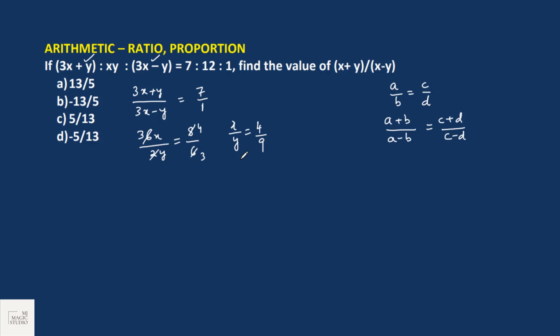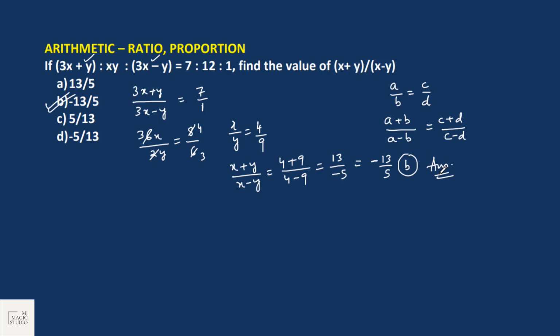Now once again I'll use componendo dividendo. So x plus y upon x minus y would be 4 plus 9 upon 4 minus 9. That is 13 by minus 5. So the value of x plus y upon x minus y is minus 13 by 5. Do we have this? Yes. That is in option B.